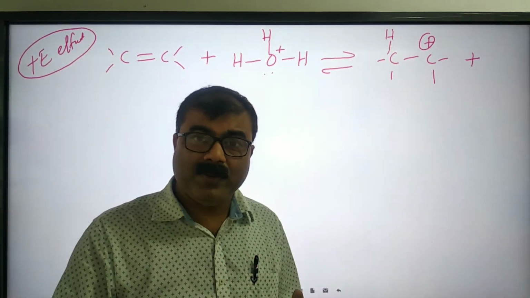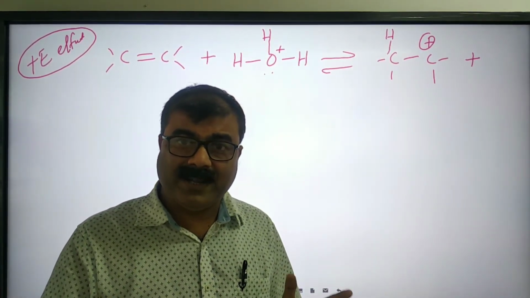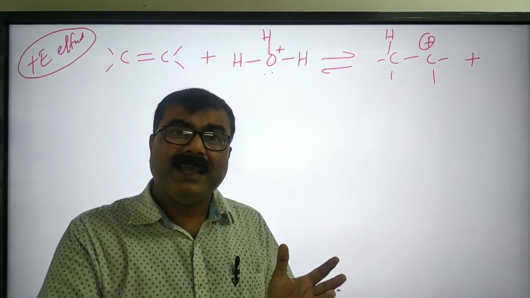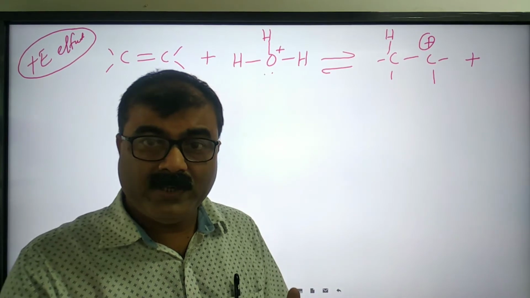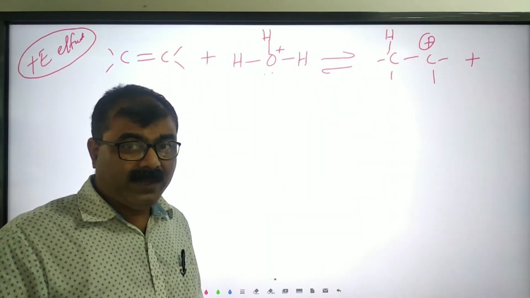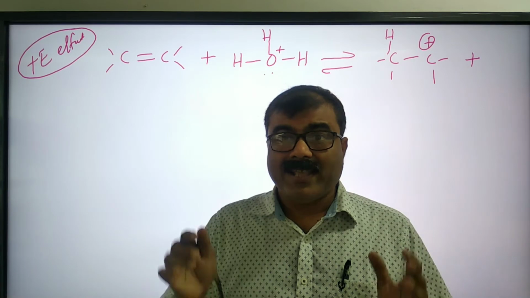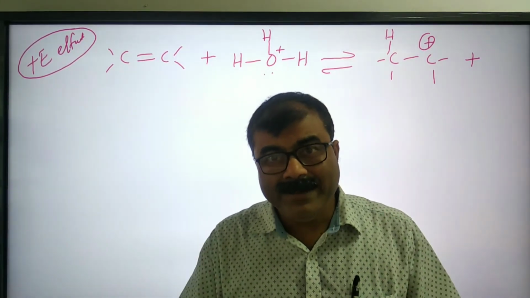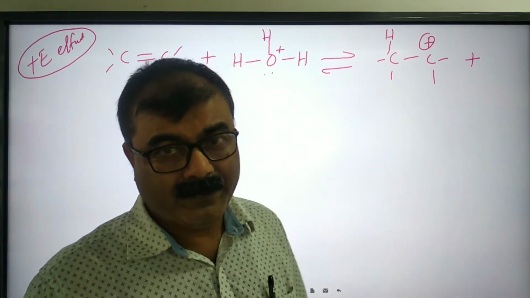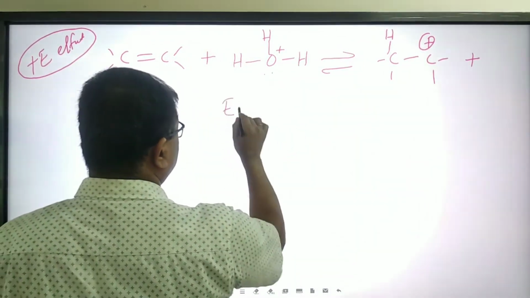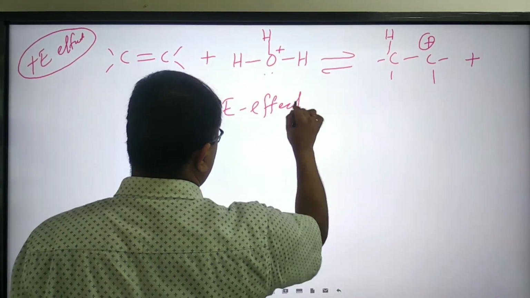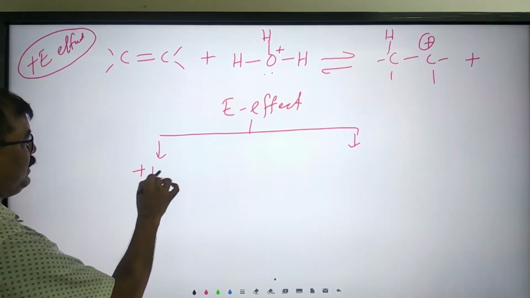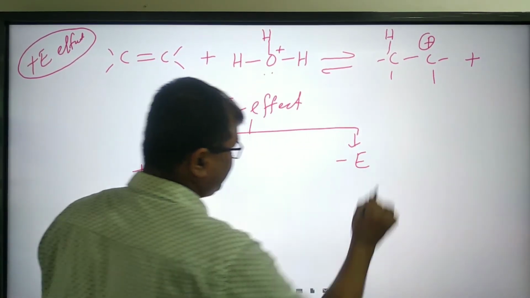There are different types of electron displacement effects you learned in class 11: inductive effect, resonance effect, electromagnetic effect, hyperconjugation. So electromagnetic effect is nothing but transfer of pi electrons of a multiple bond in presence of an attacking reagent. So E effect, that is electromagnetic effect, let us recapitulate what actually plus E and minus E are.